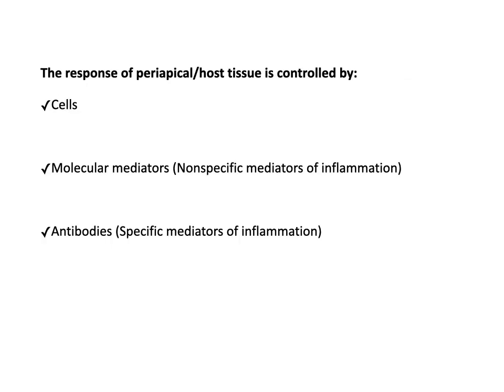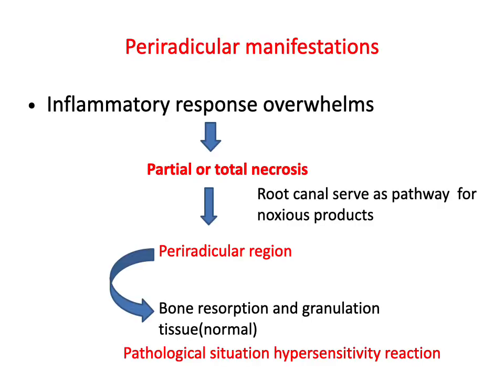The response of the periapical or host tissue is controlled by cells, molecular mediators and antibodies. The periradicular manifestation is started by partial or total necrosis. From the root canal, it serves as a pathway of noxious substances to the periradicular region. From the periradicular region, there is going to be bone resorption or granulation tissue formation, and this is a pathological situation due to hypersensitivity reaction.